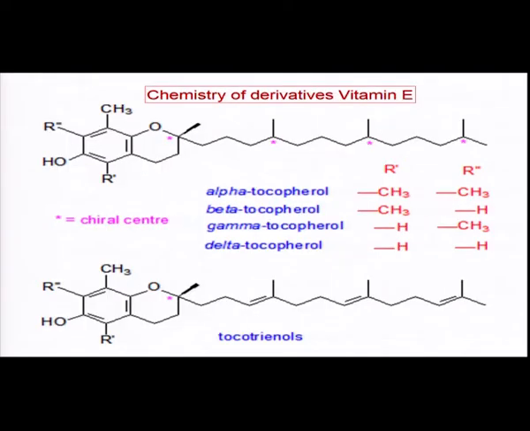Now, we are going to look into why you have these differences. In other words, what we are trying to look at is why these vitamin derivatives show differences. Here you have a pink star, which tells you the chiral center. So, what is a chiral center? You would have studied it in organic chemistry.